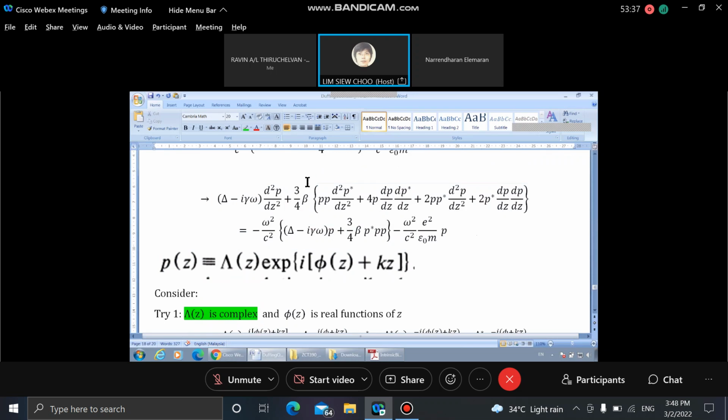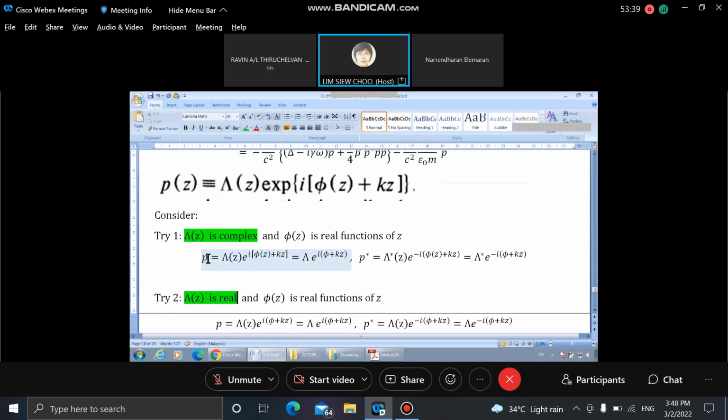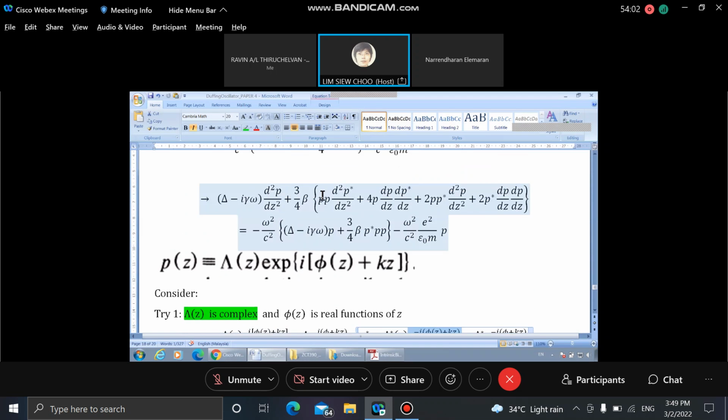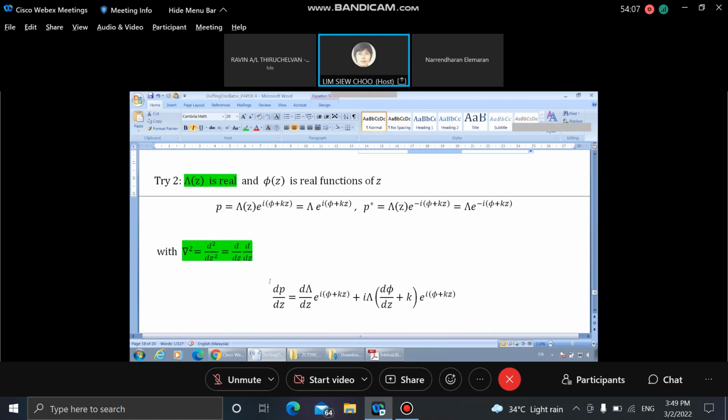So after this, with these two P's, with this P and P star, for example, if you use the first trial, so you consider this as complex. Gamma Z is a complex term. So the conjugate will look like this. This exponent positive I, this will exponent negative I if it is conjugate. So after this, you need to take the dp dz. Okay, dp dz. So I show you some steps.